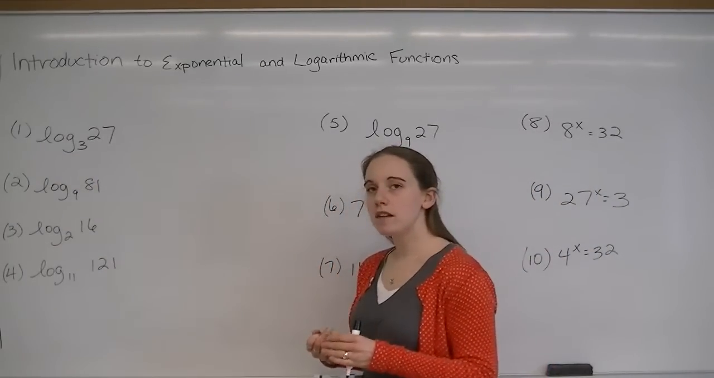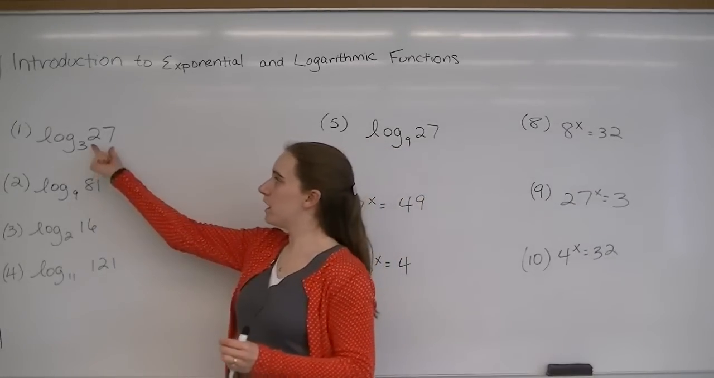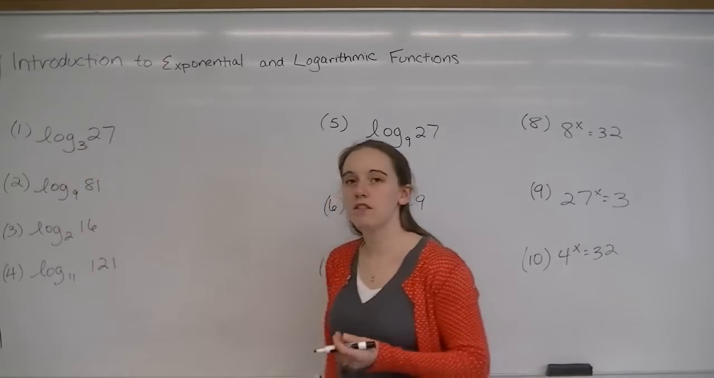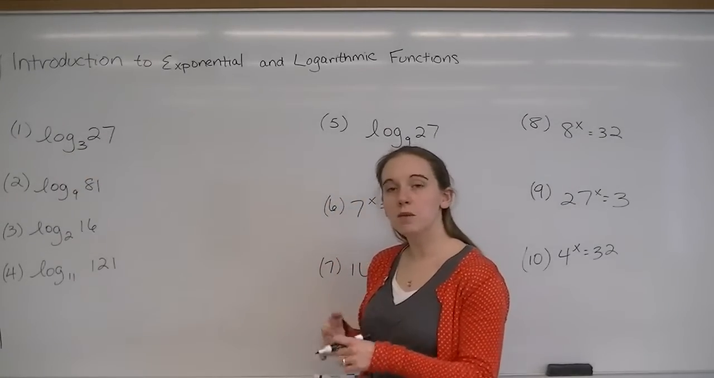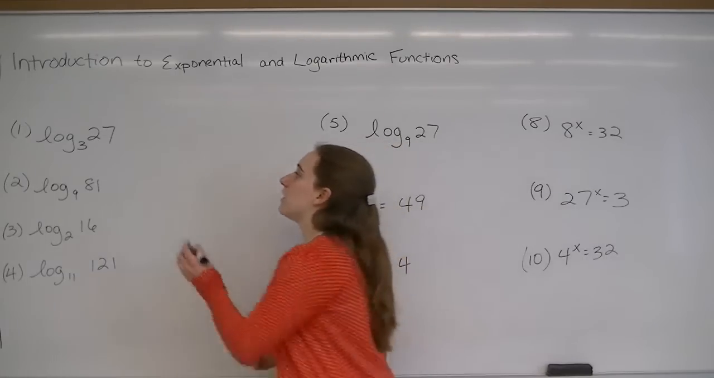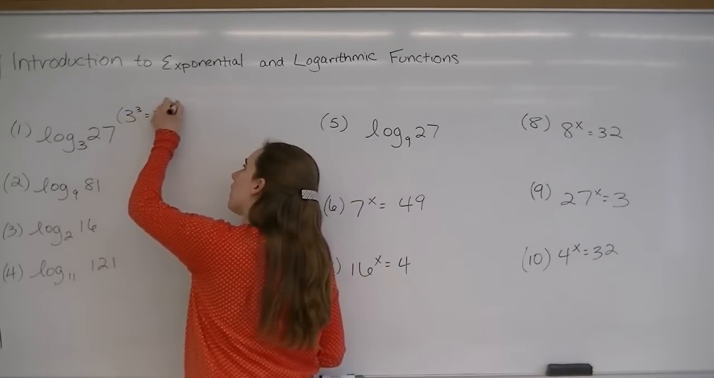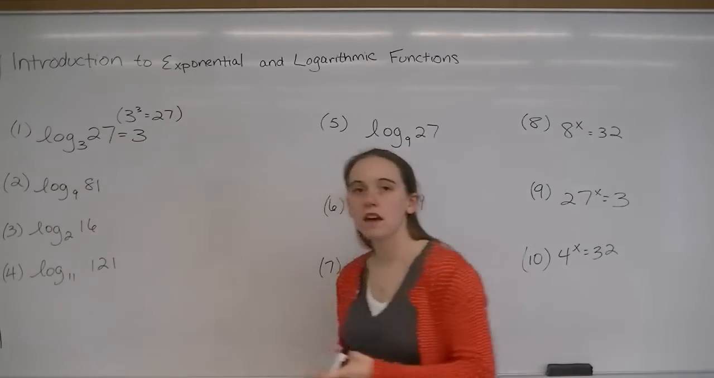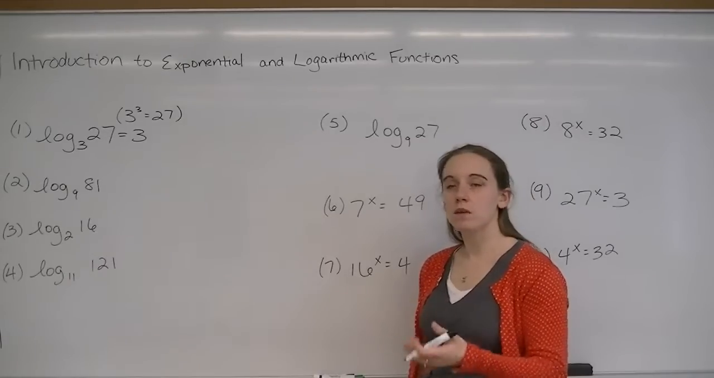So I'm asking myself what power of my base is equal to this number here. What power of 3 is equal to 27? Well, 3 to the first is 3, 3 squared is 9. If I multiply that by 3 again, which would be 3 to the third, I get 27. So I know that 3 to the third is equal to 27. That means the answer to my question is 3. So log base 3 of 27 is equal to 3.